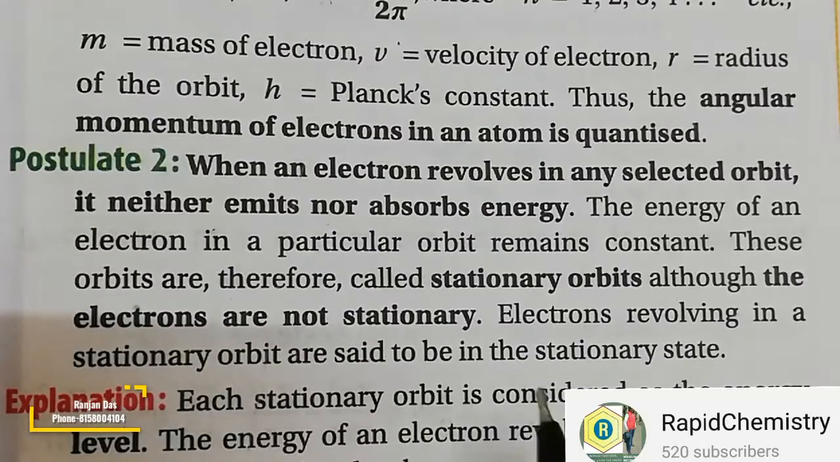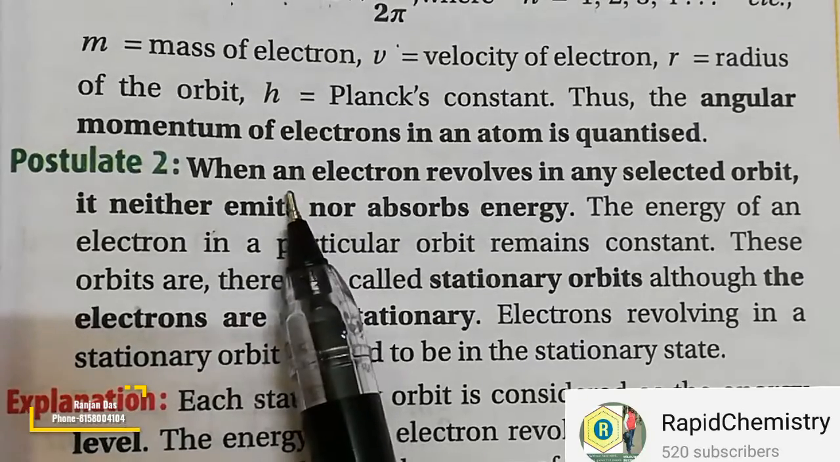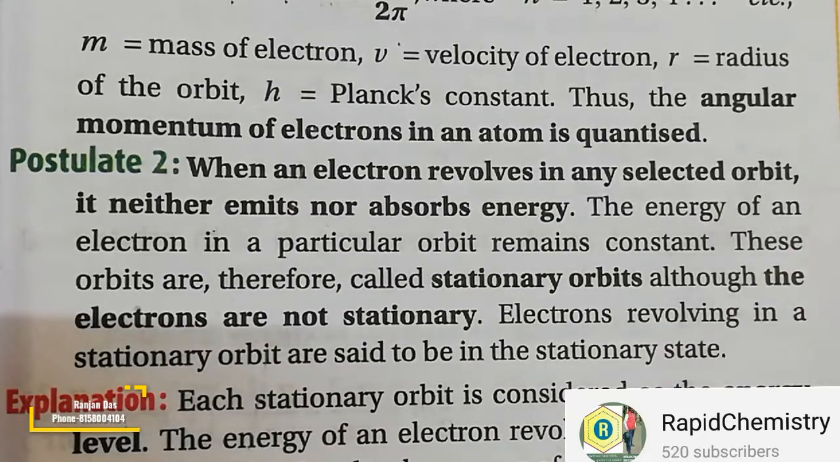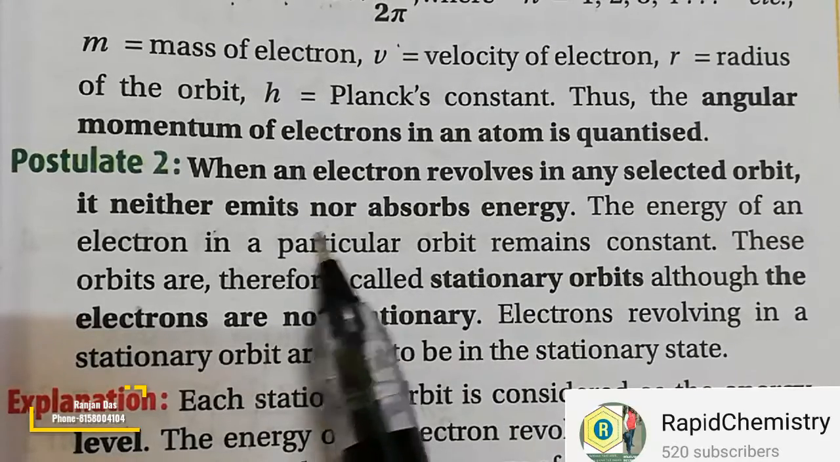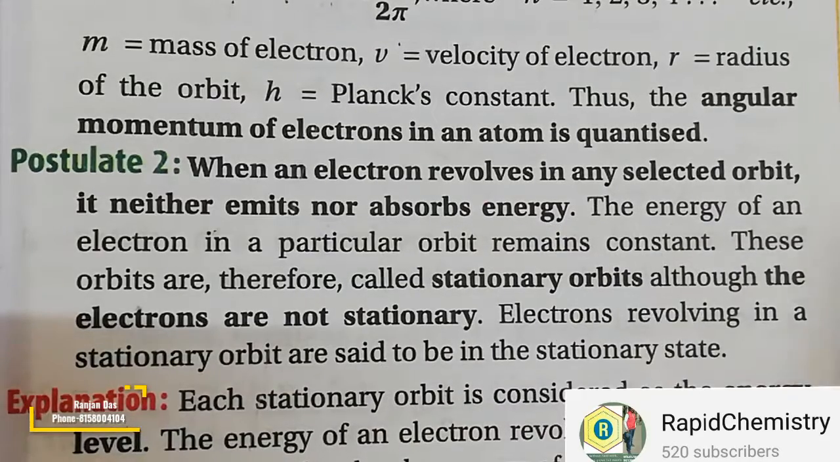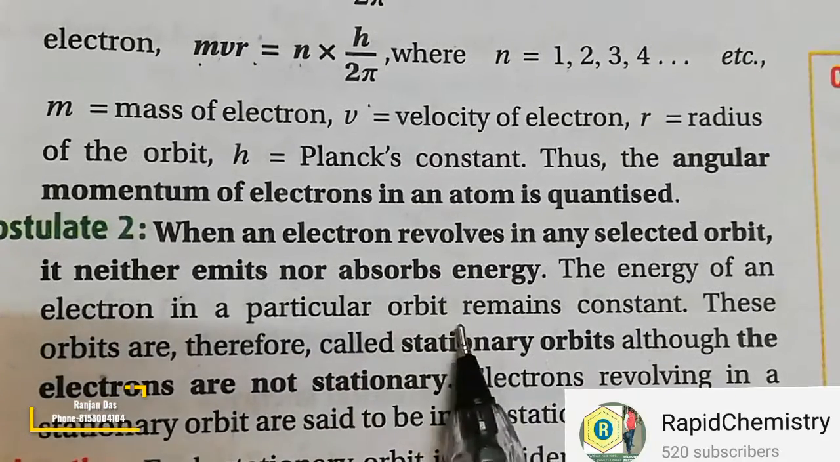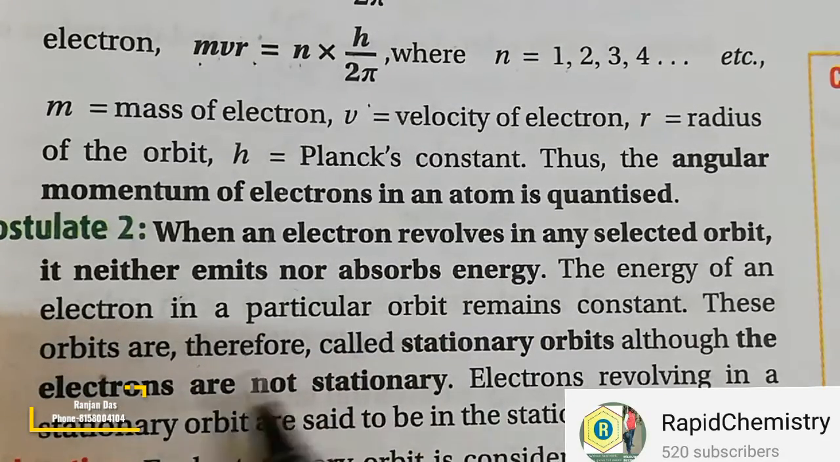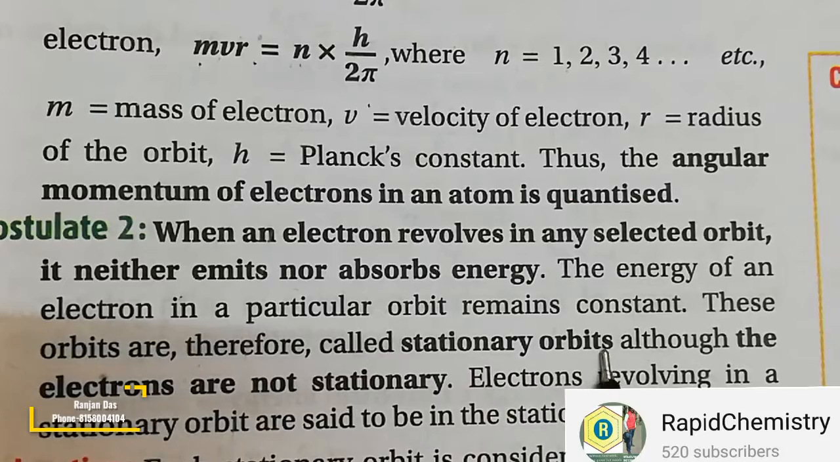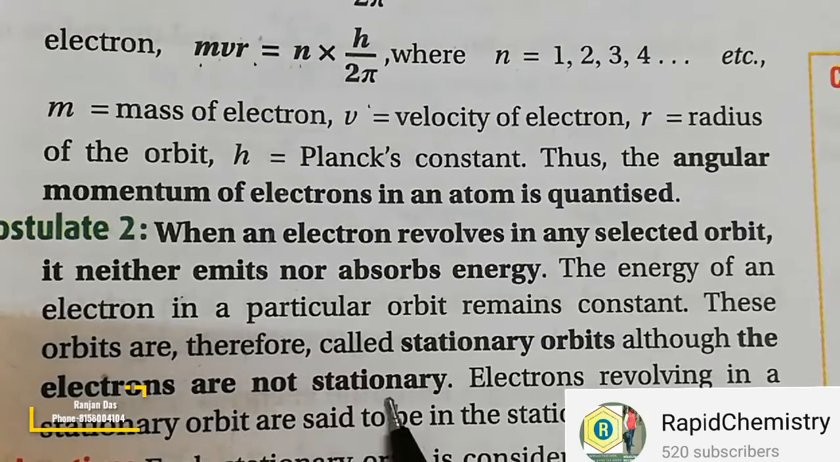Now let's move to postulate number 2: when an electron revolves in any selected orbit, it neither emits nor absorbs energy. The energy of an electron in a particular orbit remains constant. These orbits are therefore called stationary orbits. That means stationary orbits are the specific paths in which electrons neither emit nor absorb energy. Their energy remains specific and fixed, although the electrons are not stationary.